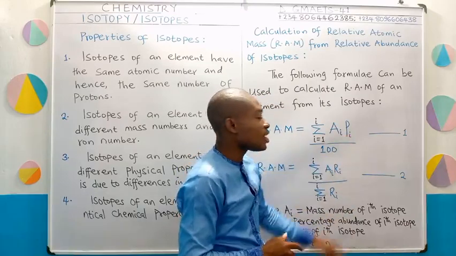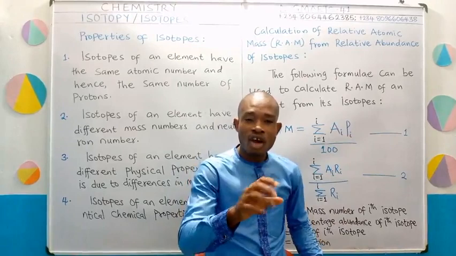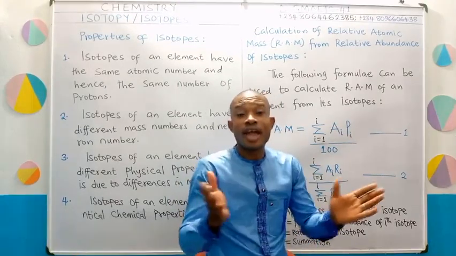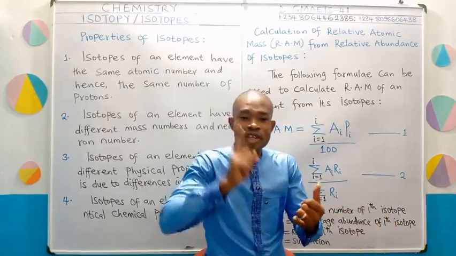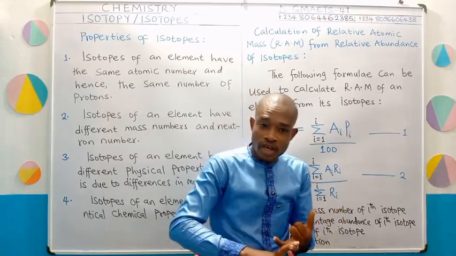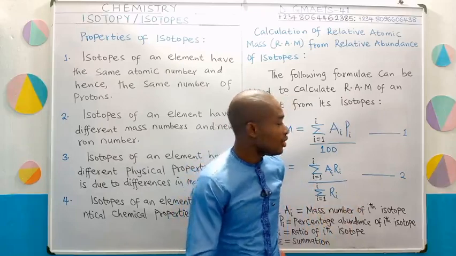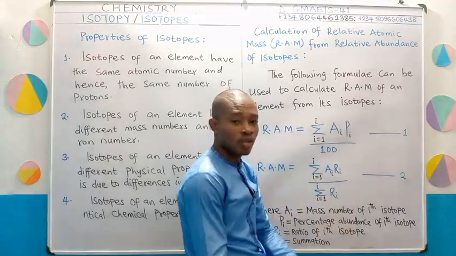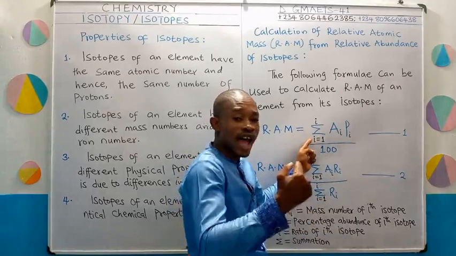Then Pi represents the percentage abundance, or the relative abundance, of each isotope in the sample. So again, if an element has 2 isotopes, then Pi will represent the percentage abundance of isotope 1, and can also represent the percentage abundance of isotope 2. Now in this equation 1, we are expected to divide everything by what? 100.